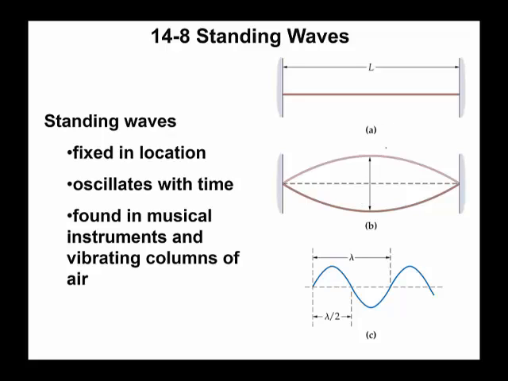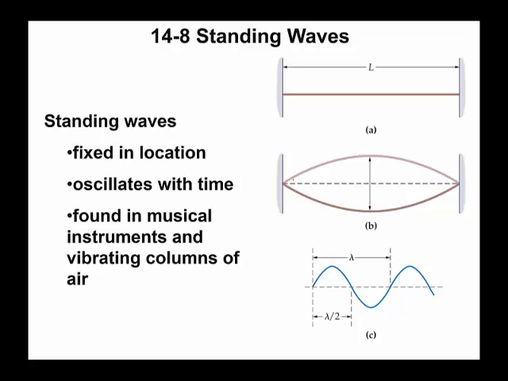And that's what's called a standing wave because it doesn't really appear like you can see the wave going through it. It just appears to stand in place and oscillate back and forth. And these are found in all kinds of musical instruments and any kind of columns of air.